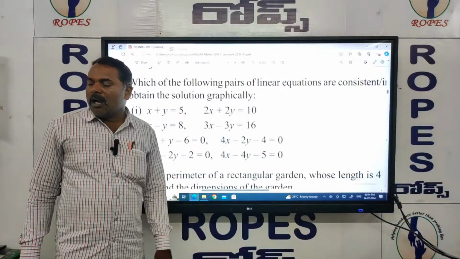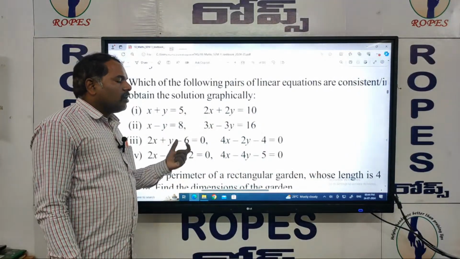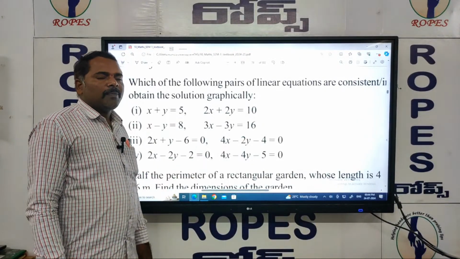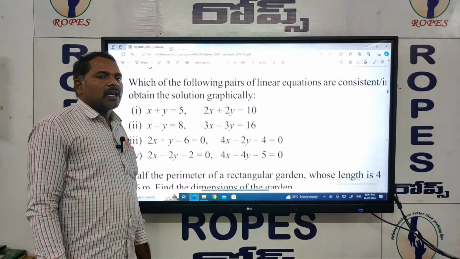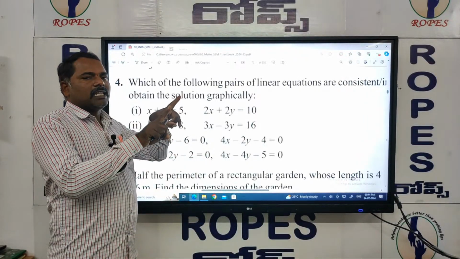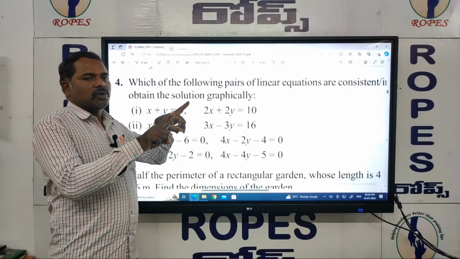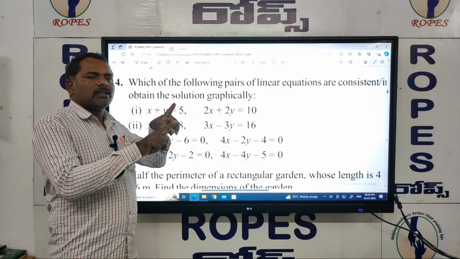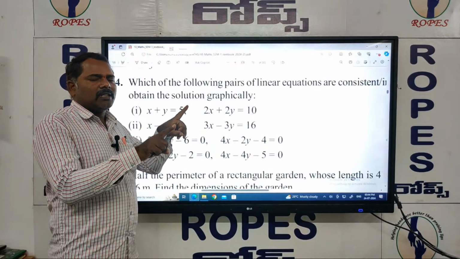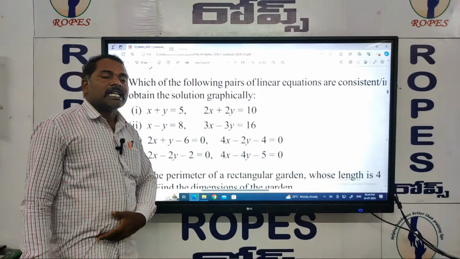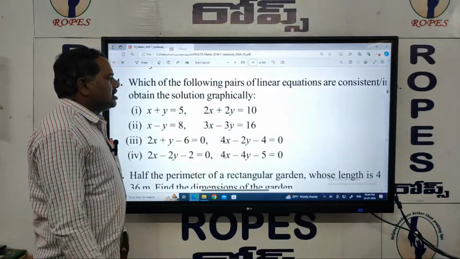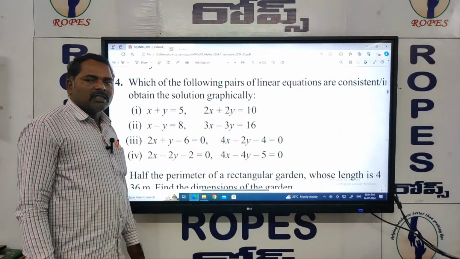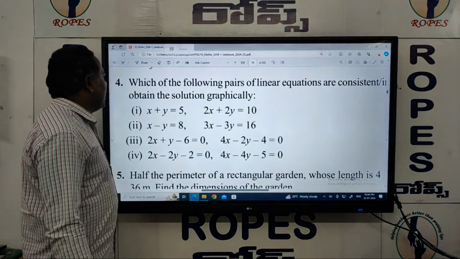Now, when the lines are parallel lines, A1 by A2 is equal to B1 by B2 is not equal to C1 by C2, then the lines are parallel lines. When the lines are parallel, they will not intersect each other, so they will not touch together in any way. So if they intersect, then they are consistent. If they are not intersecting, they are inconsistent. Then the parallel lines are inconsistent lines. Okay, so this is the way to find whether they are consistent lines or inconsistent lines.